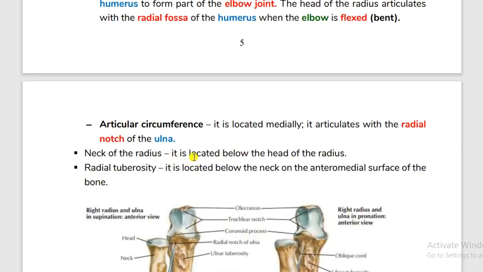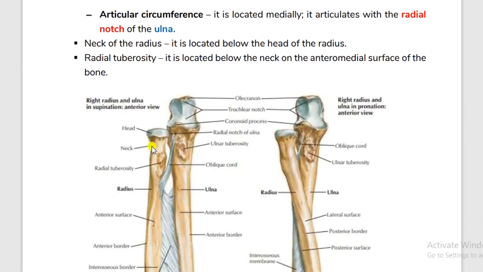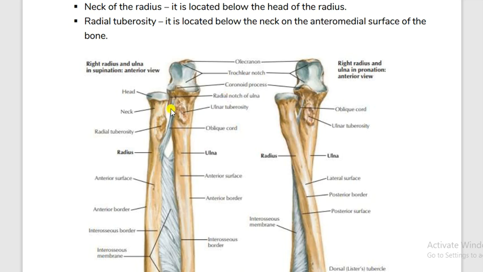The neck of the radius is located below the head of the radius. This is the neck of the radius, and then the radial tuberosity is located below the neck, on the anterior medial surface of the bone. This is the radial tuberosity.